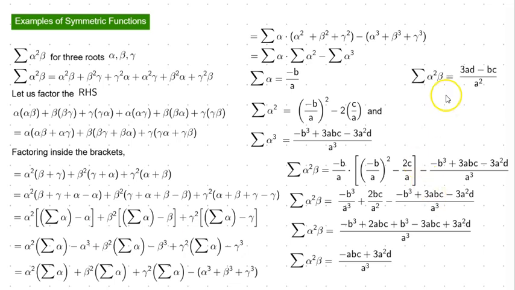Now let's factor out a, which is common to both of them. In the numerator, we take it out and cancel it with one of the a's in the denominator. We get 3ad minus bc divided by a square. And again splitting it, we get 3d by a minus bc by a square. So we have found sigma alpha square beta in terms of the coefficients of the polynomial equation, specifically cubic polynomial equation. That's it for now. Bye.